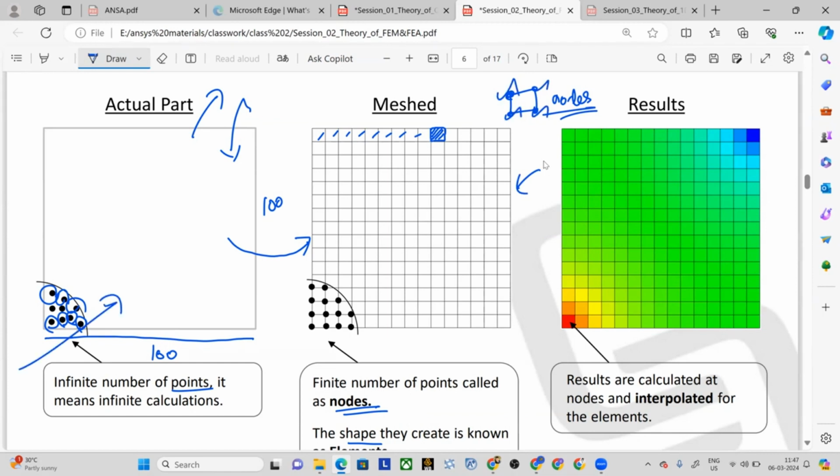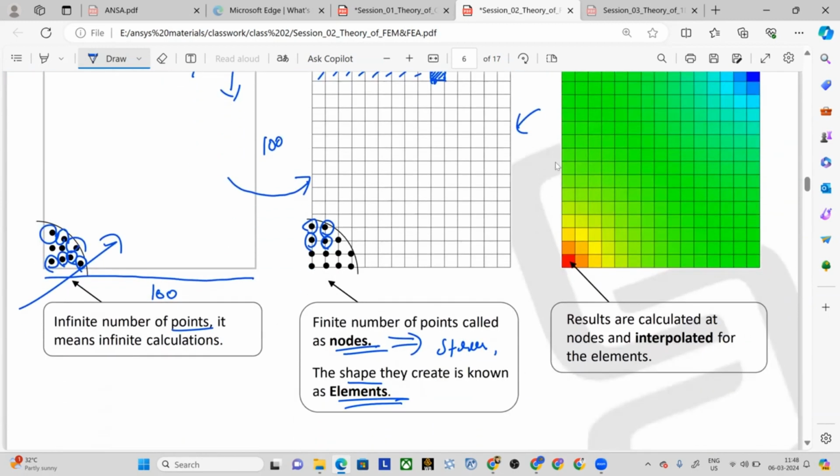So generally, all bodies are infinite, and I can't directly subject them to a numerical method where I need to calculate output parameters like stresses and strains at infinite locations. It is not possible, so I need some finite quantity. For that, I do shape analysis, where I end up with elements, and the corners of the elements, which form the shape, are called nodes. At these nodal points, I will evaluate the stress, strain, and other output parameters.